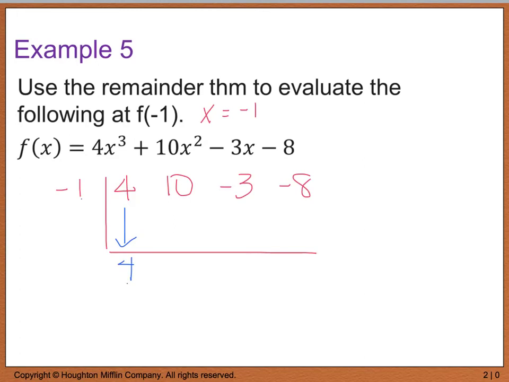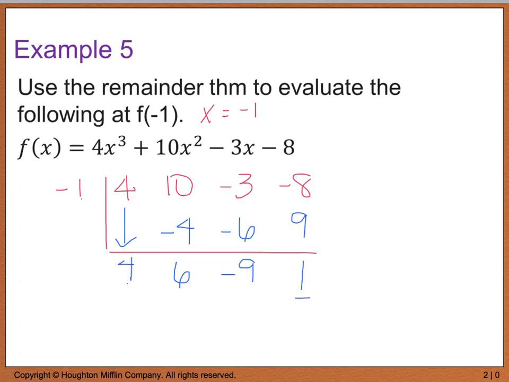I'm going to pull my 4 down. Negative 1 times 4 is a negative 4. 10 plus a negative 4 is 6. Negative 1 times 6 is a negative 6. Negative 6 plus a negative 3 is a negative 9. Negative 1 times a negative 9 is a positive 9. And negative 8 plus 9 is a positive 1.